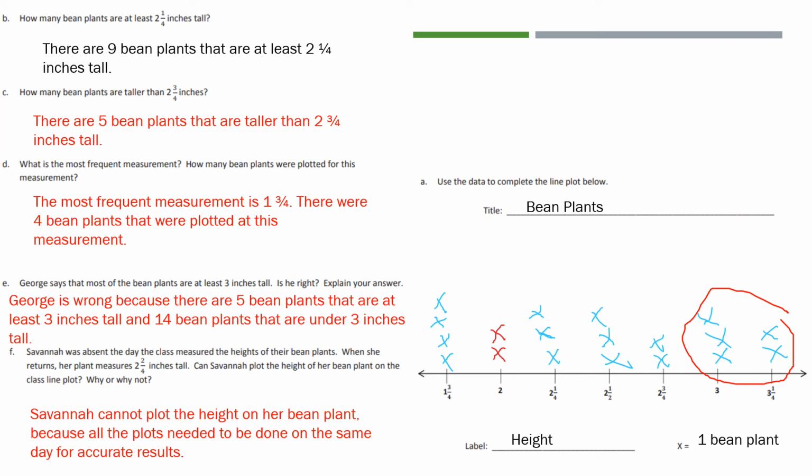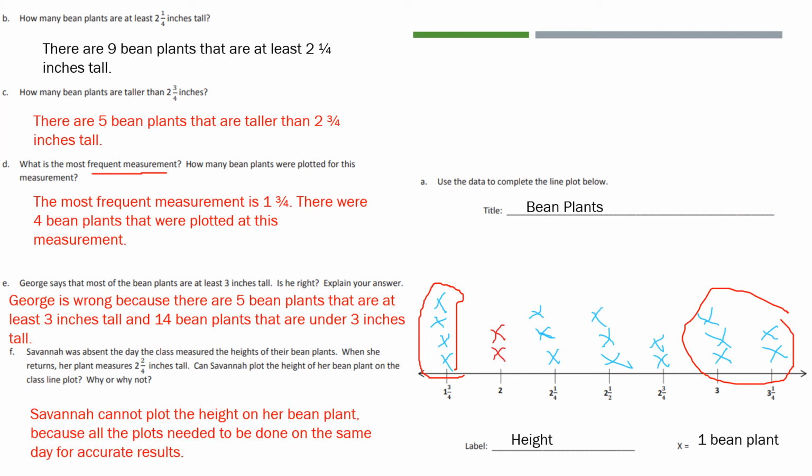Now what is the most frequent measurement? Which was seen the most often? And how many bean plants were there? So I said the most frequent measurement is 1 3/4, which is here because we can see there's 4 of them, which is what I wrote. And there were 4 there.